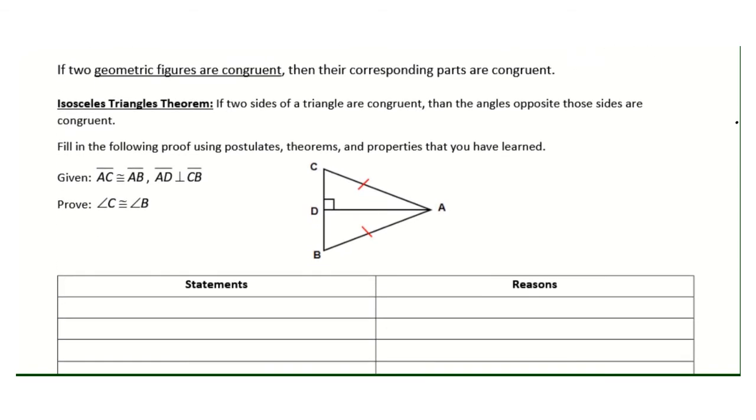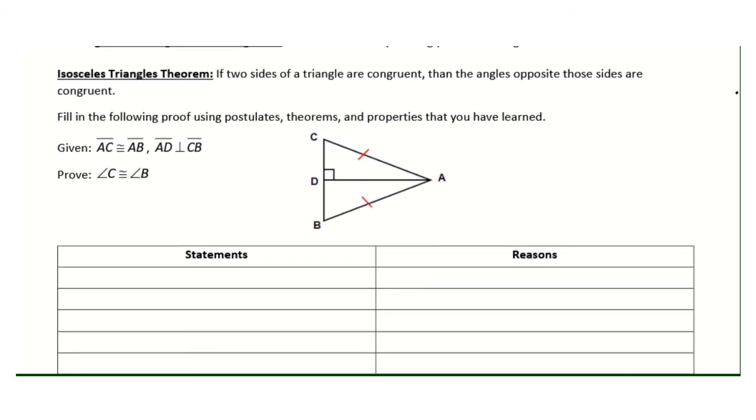And so this helps us prove a lot of different things, like the isosceles triangle theorem. So this is if two sides of a triangle are congruent, then the angles opposite those sides are congruent. And we're going to prove it right here.